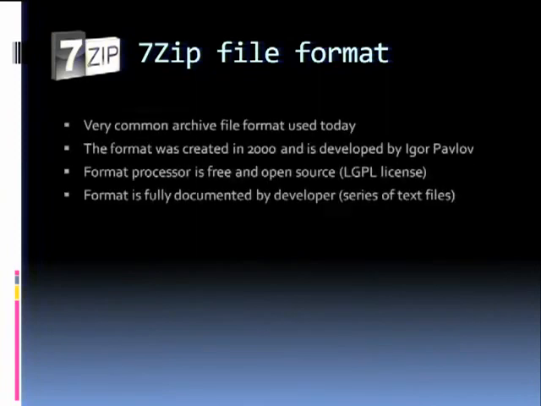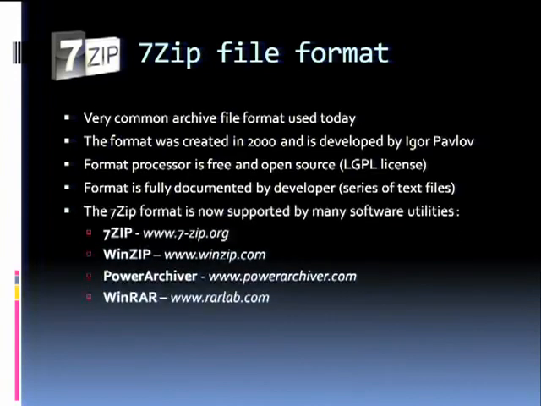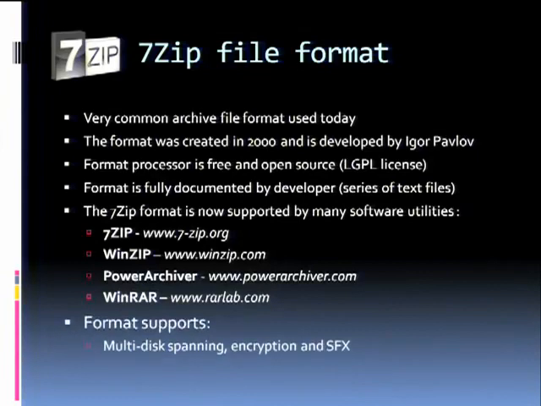7-zip, as we talked, is an open source format. It started in 2000, and it was developed by Igor Pavlov. It is fully documented. It has a series of text files you can look at and see how the format looks on disk. Its native processor is 7-zip, of course. All the other tools also support 7-zip. It has multi-disk spanning, encryption, and SFX. For compression algorithm, it uses its own LZ variation called LZMA.